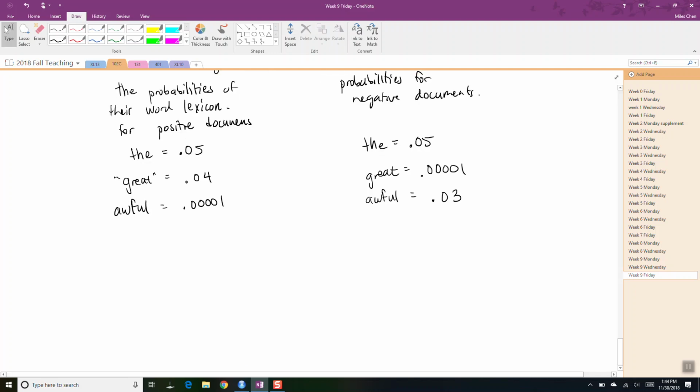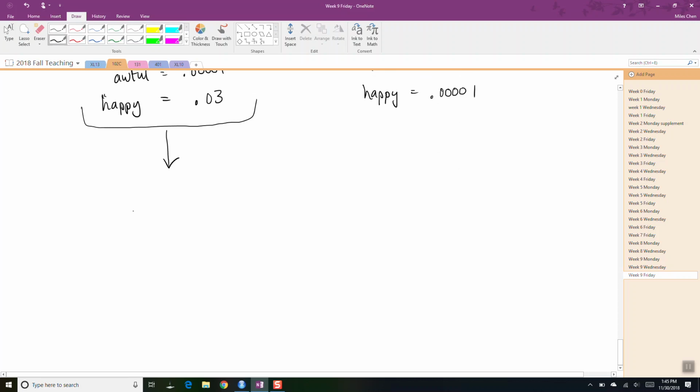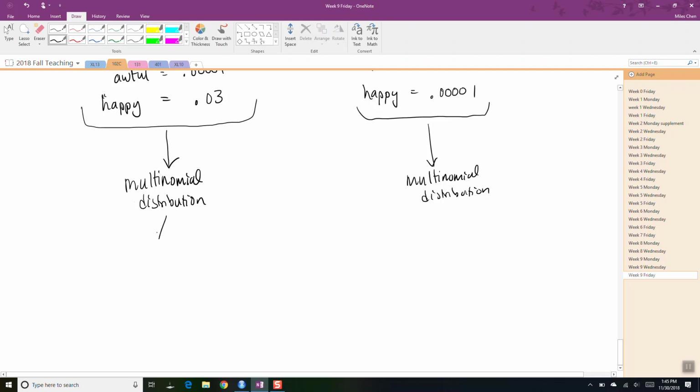And so you have this lexicon. So this will have great 0.04, awful this, and happy, like this music makes me so happy, versus, you know, this is going to be something very low, right? And so there's going to be distinctions between these things, all right? And so now that we have these lexicons, then we can use a multinomial distribution, okay? To produce the document.